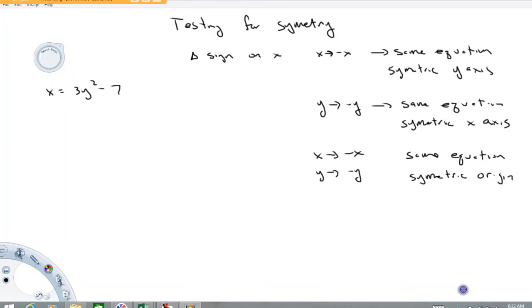Hi folks, making this video here to be video number 1 on how to test for symmetry. So that's what we're going to be doing in this video, is testing for symmetry. First I want to do a quick overview of how you test for symmetry.